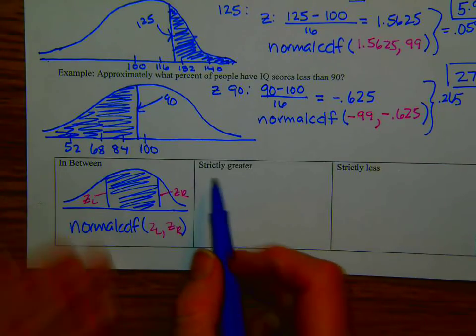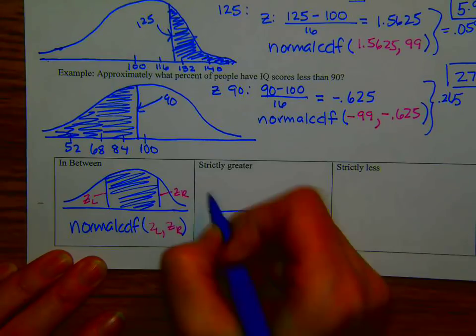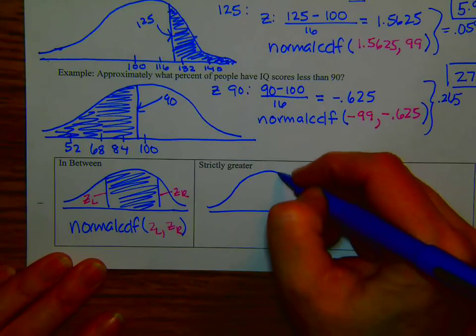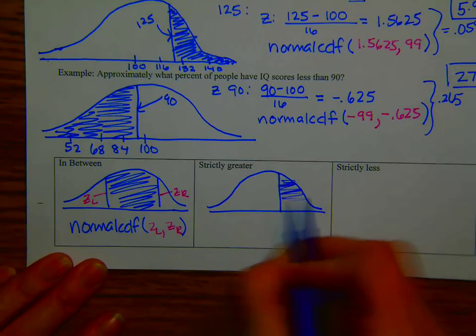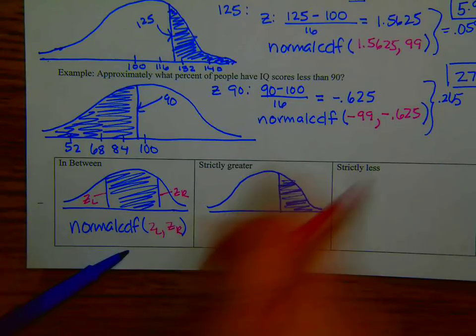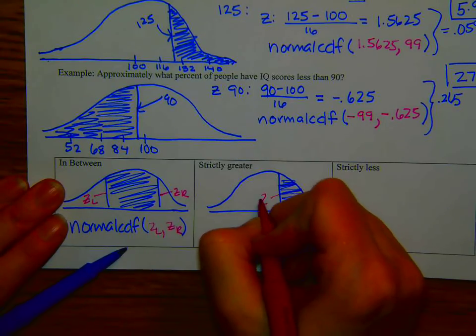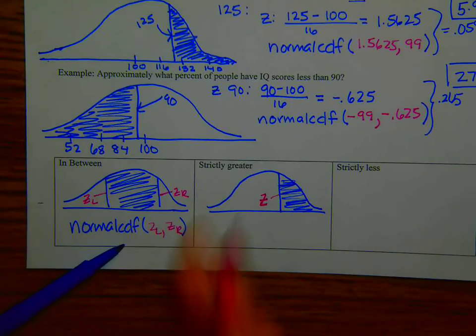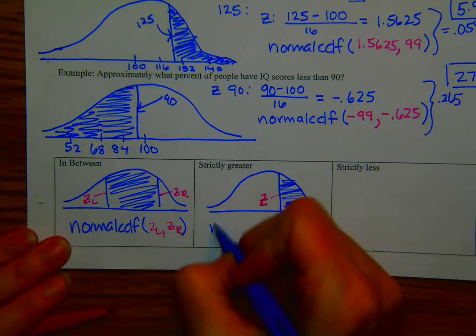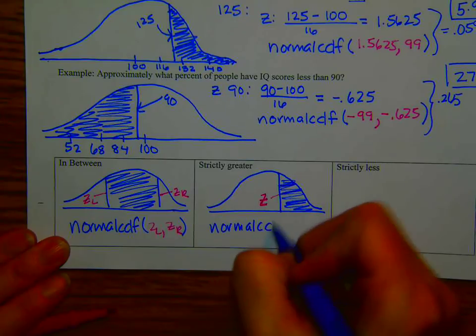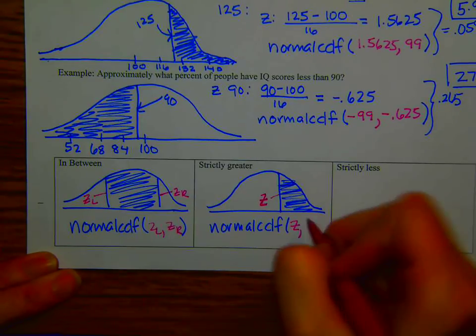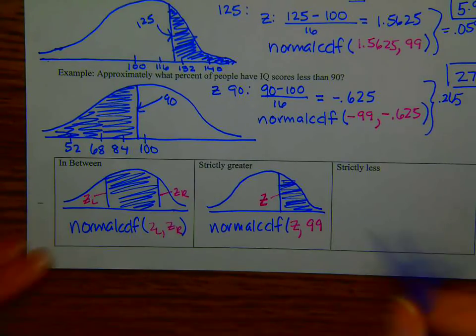If we want something that is strictly greater than a value, then, talking about a normal distribution curve, we're going to have one z value. And we want to know what are the values or scores greater than that value. So we're going to say, what is the normalcdf of that z value? And we're going to use 99 as an upper bound when we put the command in the calculator.